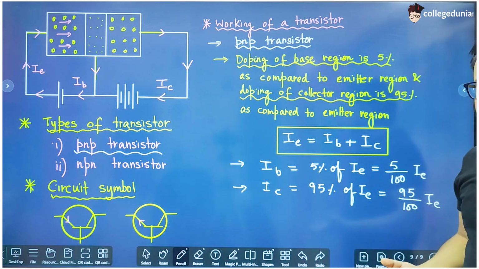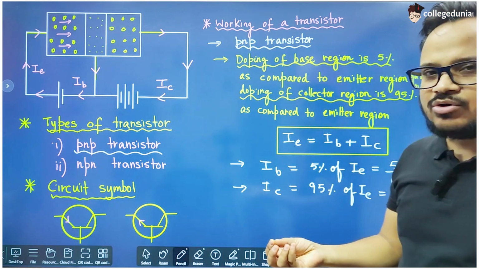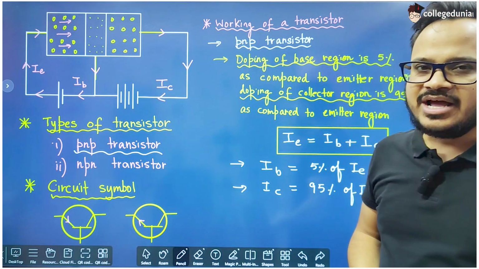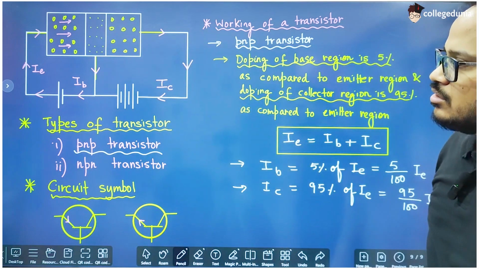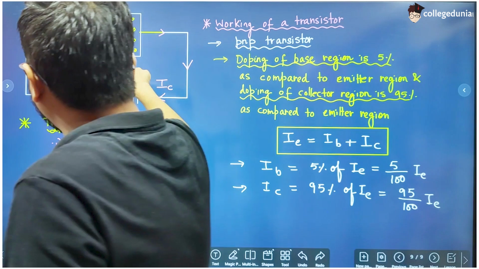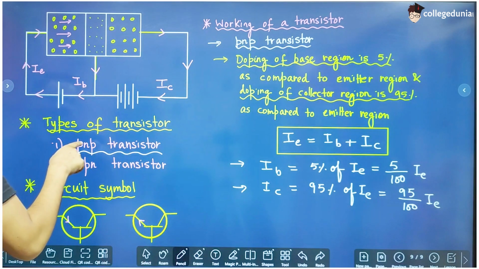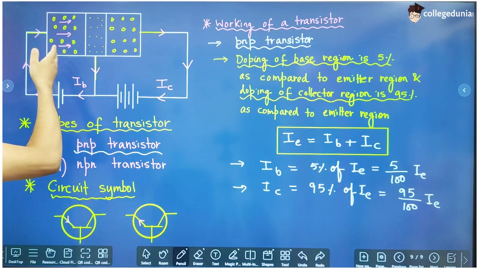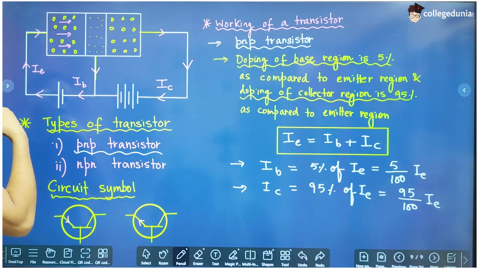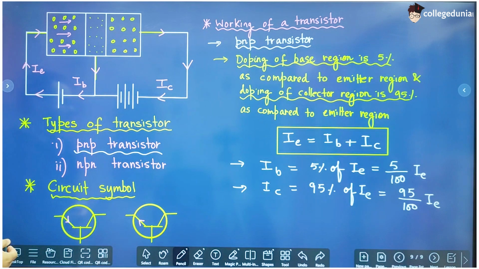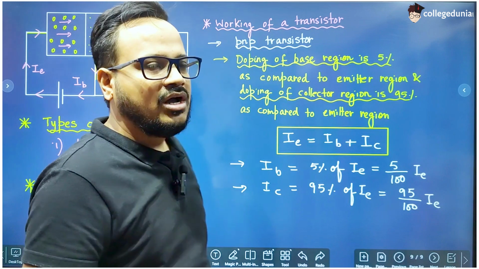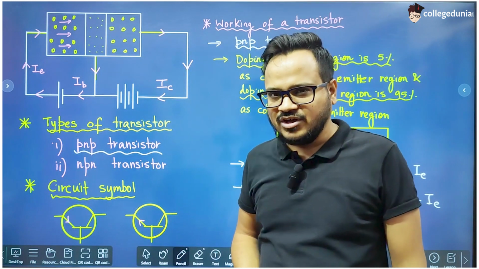When a bond breaks, a pair of electrons releases and two holes are released, and those holes and electrons are involved in the working of this. The connection that we have shown here is called common base configuration, because base is common in input and output region. Similarly, emitter can be common to input and output region, that is called the common emitter configuration, and collector can be common to input and output region, that is called the common collector configuration.